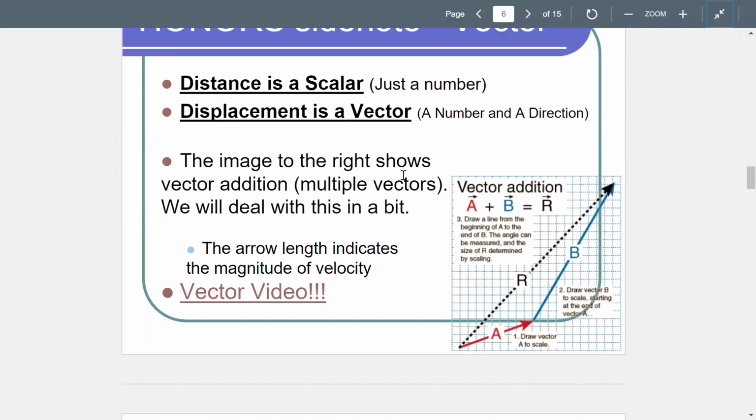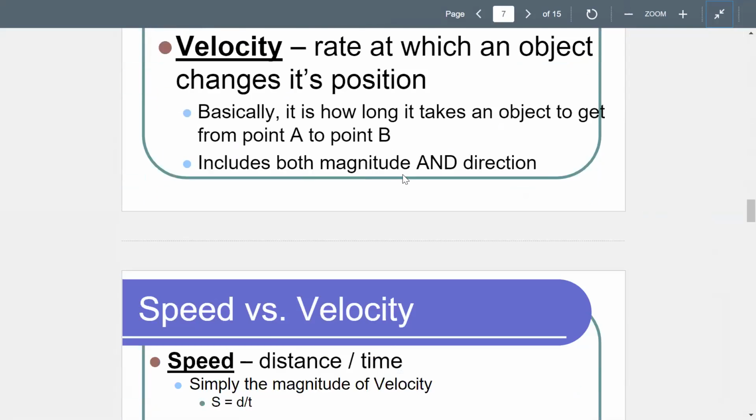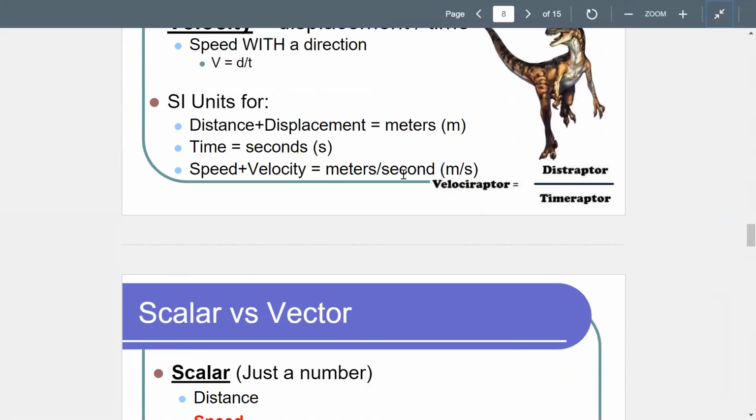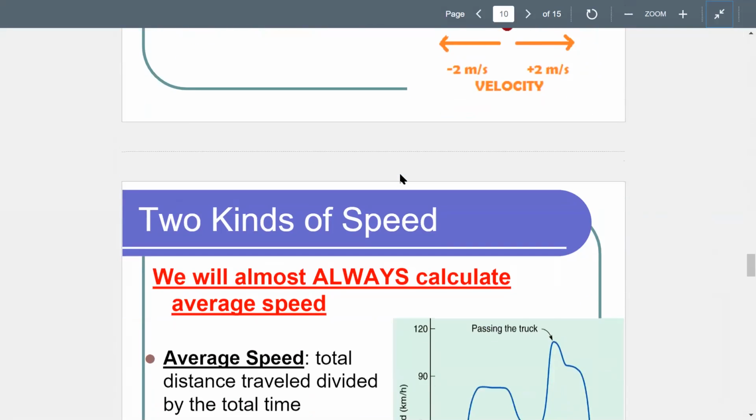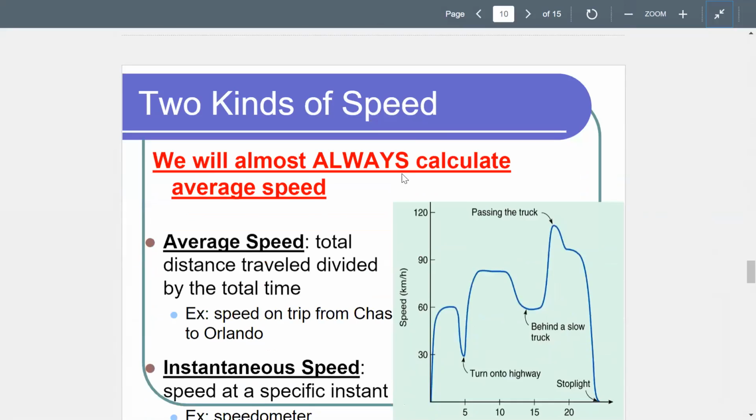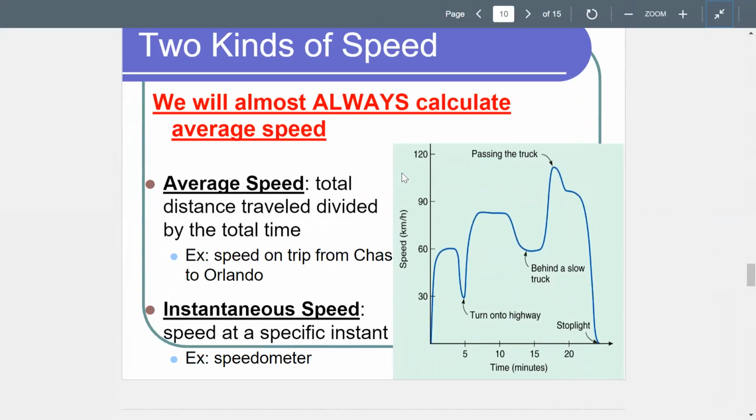We're going to go with the easier of the two options, as we did with displacement over distance, to try to keep it as simple as possible, just so we can get these major ideas without too much extra work. But just to detail what the difference between those two kinds of speed are, it's actually not that difficult to understand. Average speed is the total distance traveled divided by the total time. So that would be the speed on a trip from anywhere to Orlando.